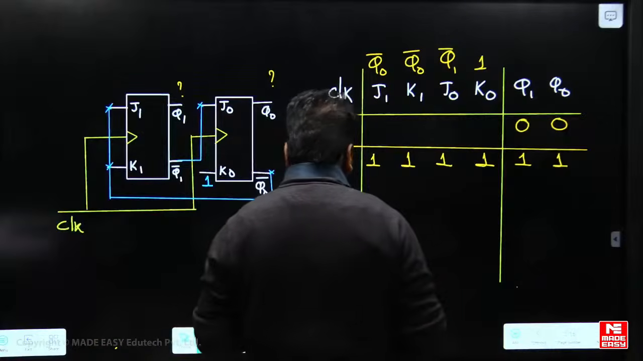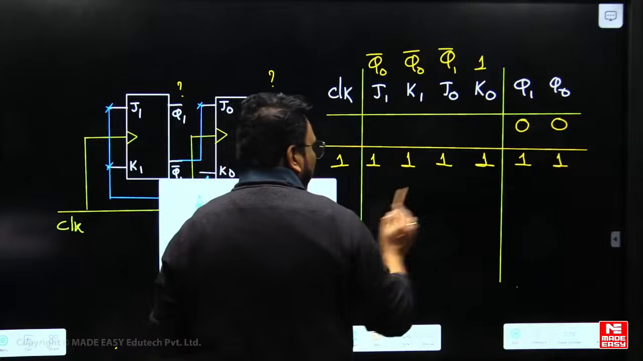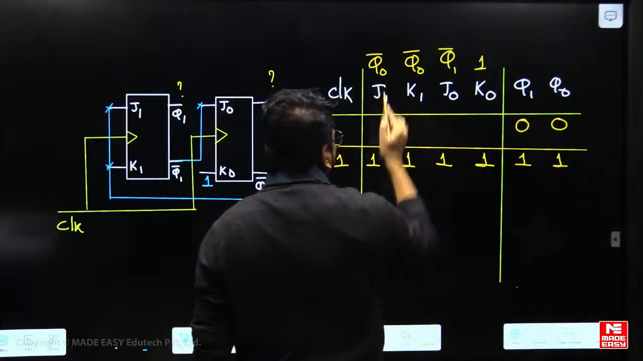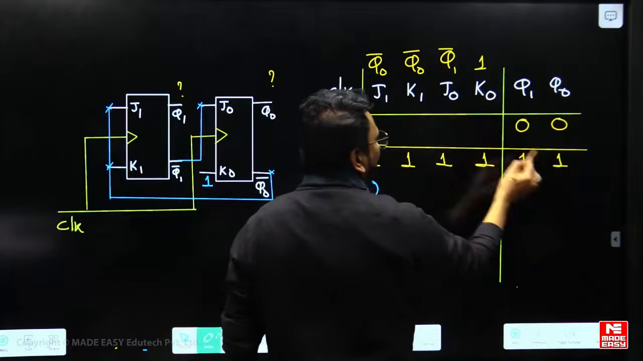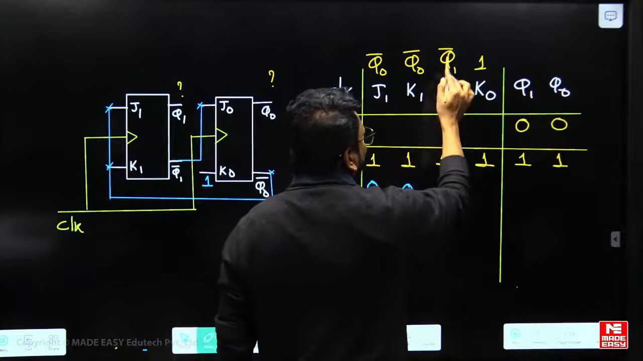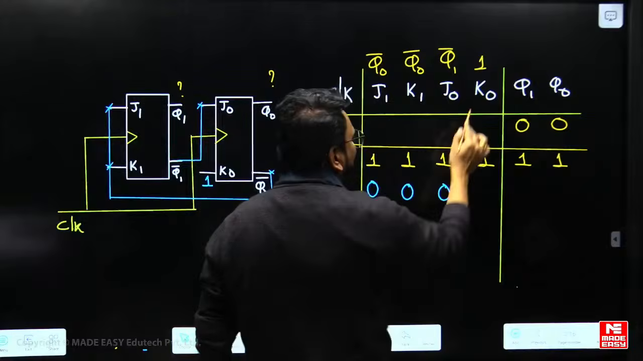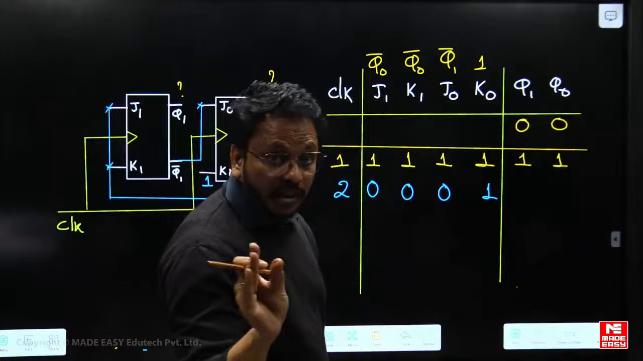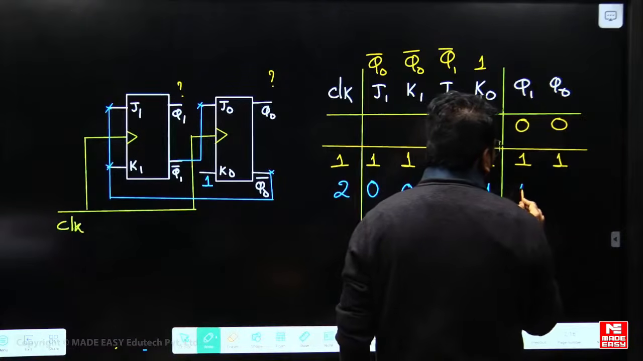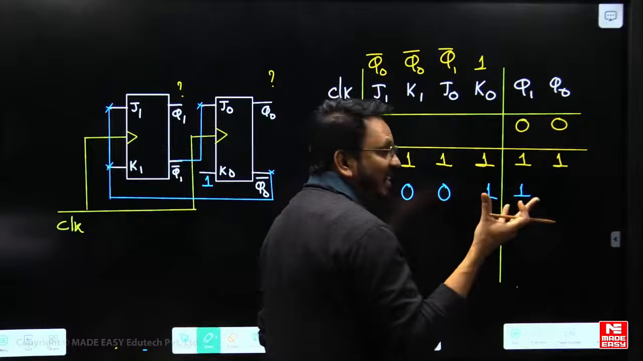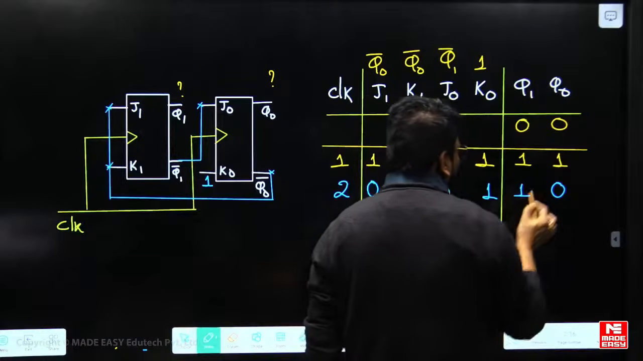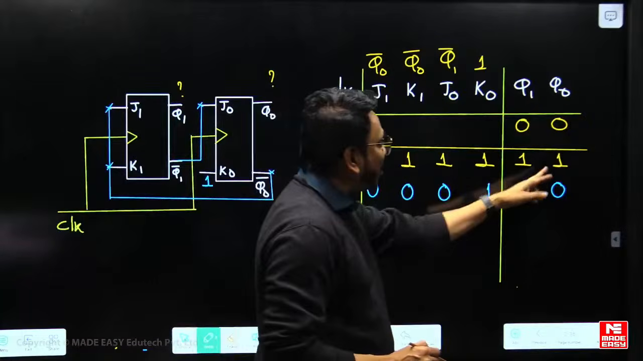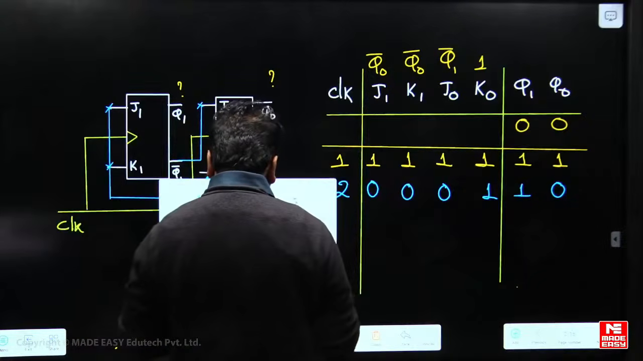In the same manner, next apply these things. What we got here is 1, 1. Q0 is 1, so Q0 bar is 0, and K1 is Q0 bar, 0. Q1 bar, 1 bar, is 0. This is 1. So after the second pulse, 0, 0 for the JK flip-flop means no change, so 1 will remain 1. 0, 1 means reset, which is nothing but 0. That's why we got 0 here. Next we again apply these things.